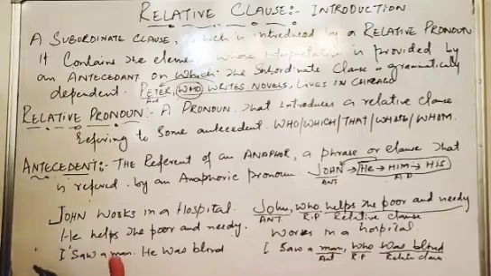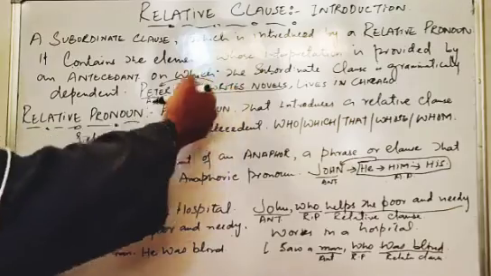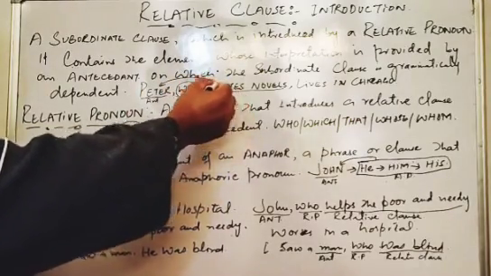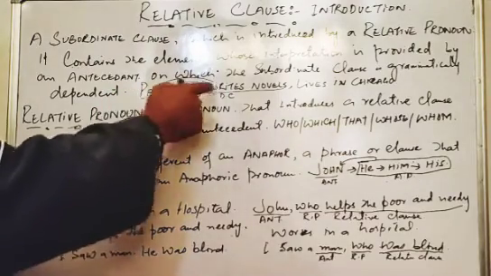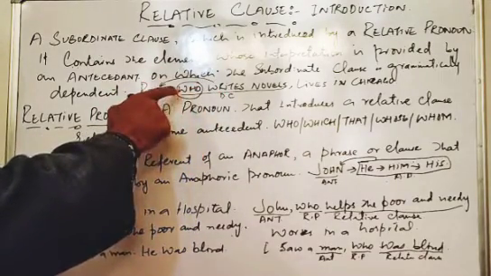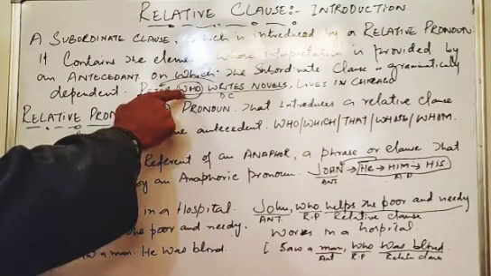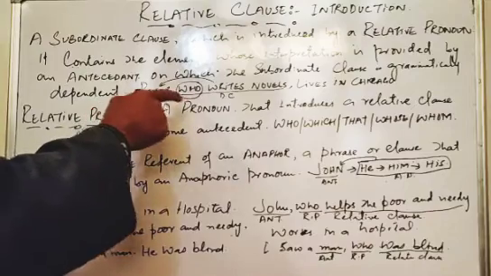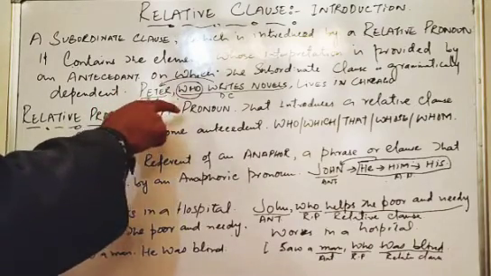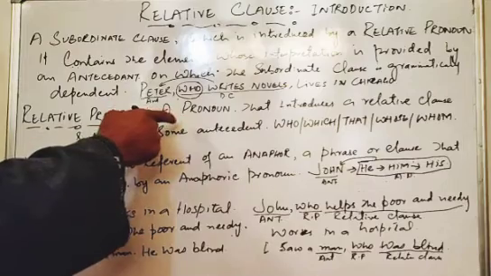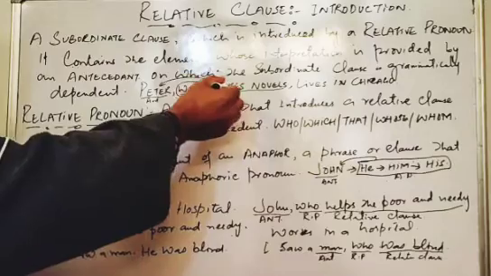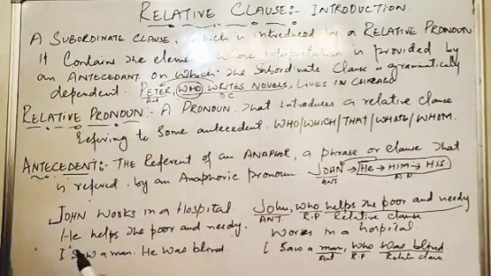Peter who writes novels lives in Chicago. Writes novels, this is a subordinate clause, a dependent clause, introduced by a relative pronoun, that's who here. It gives us information. It contains the element whose interpretation is provided by an antecedent. So this clause gives us information about Peter.